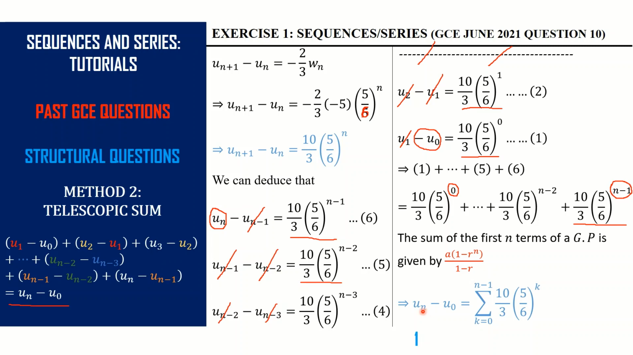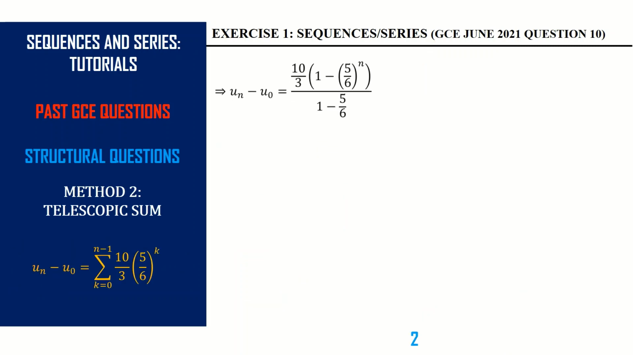Alright, so it means our un minus u0, because all of this sum is equal to un minus u0, will give us the sum from k equal to 0 right up to n minus 1 of 10 on 3 times 5 on 6, all that raised to the power k, because that is the n term. So we just replace the formula. This is what we are summing. We just have un minus u0 to be, the first term is 10 on 3, that is for k equal to 0. Because k equal to 0, all of this is going to give us 1. Then times the 10 on 3, we have 10 on 3.